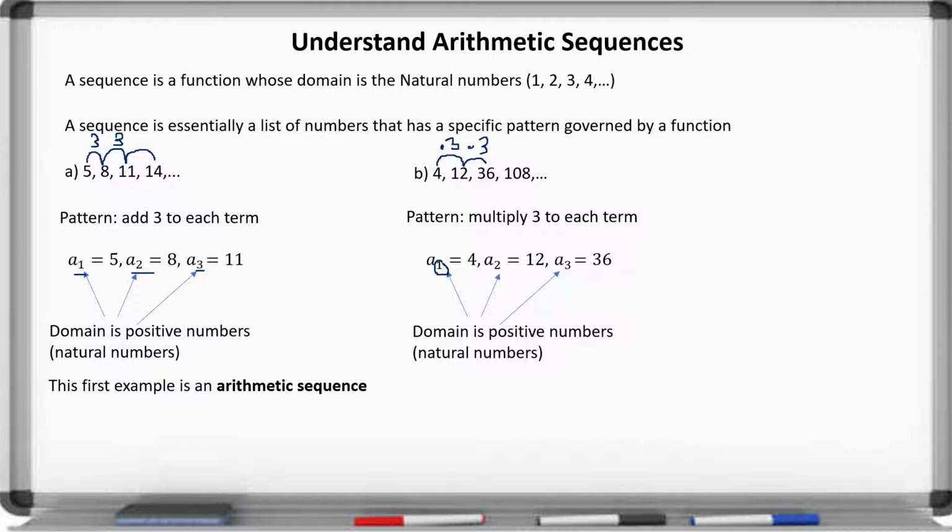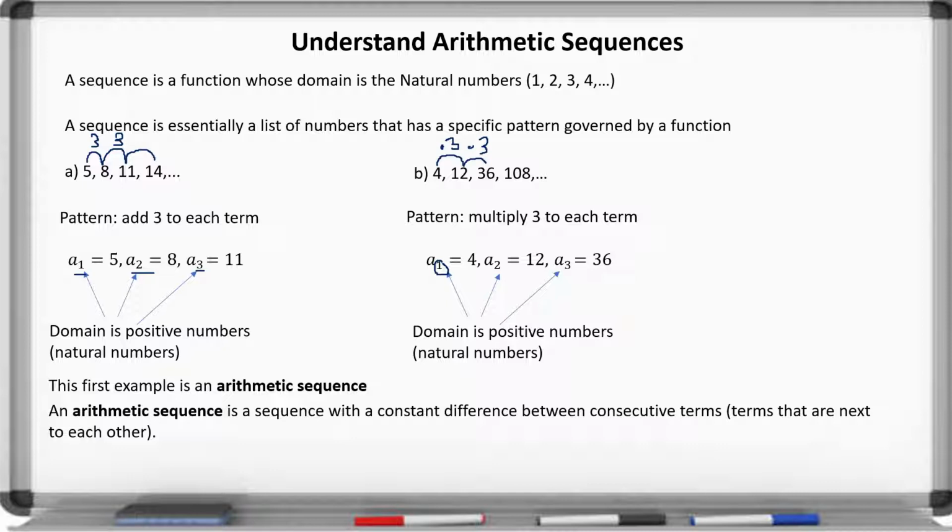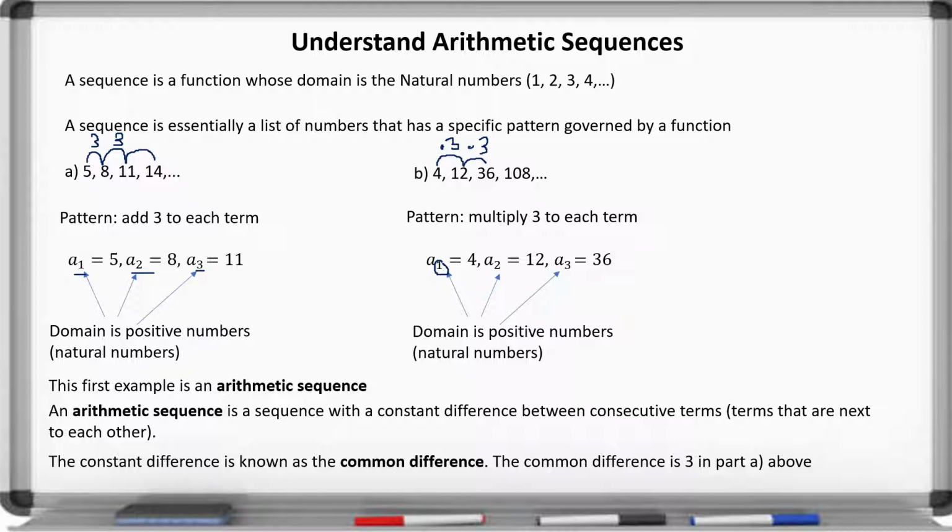So the first example that we have here is actually an arithmetic sequence. It's a very specific type of sequence. The second one is not a sequence that we'll be discussing in this lesson. We'll actually be referring to it in another lesson. So an arithmetic sequence is a sequence with a constant difference between consecutive terms. These are terms that are next to each other. So in this case, the constant difference is actually 3. This constant difference is known as the common difference. In part A, we said that to get to the next number, you have to add 3, and that's known as the common difference. So in this case, d, or the common difference, is equal to 3.